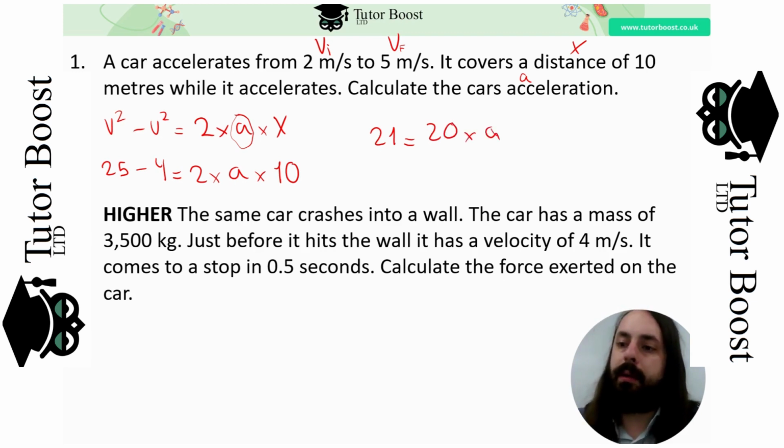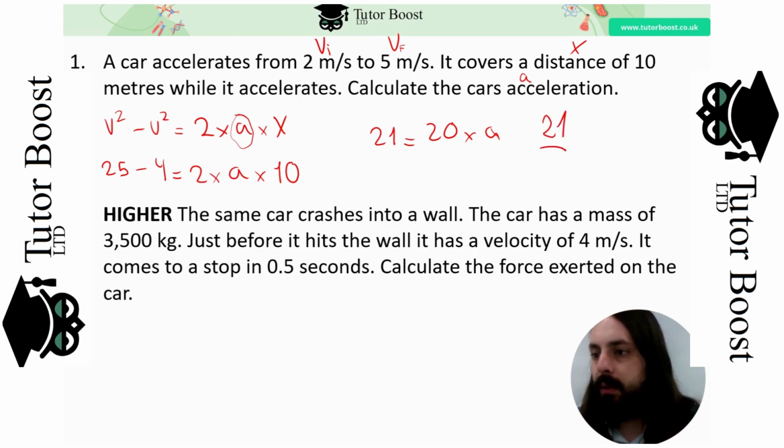Now, how do we rearrange this to calculate acceleration? You can do it in 2 different ways. Either you divide both sides by 20, or you send the 20 with the opposite symbol. Here, it's multiplying. You send it to the other side, you will send it dividing. It's the same result, okay? So 21 divided by 20 equals to the acceleration, which is 1.05. What are the units, guys? Remember, meters per second squared.